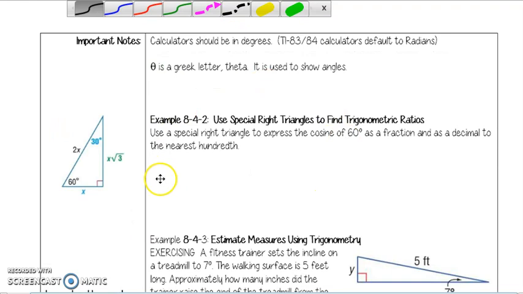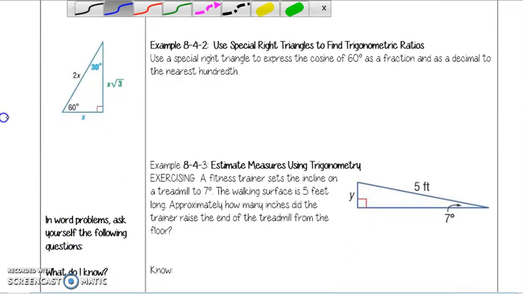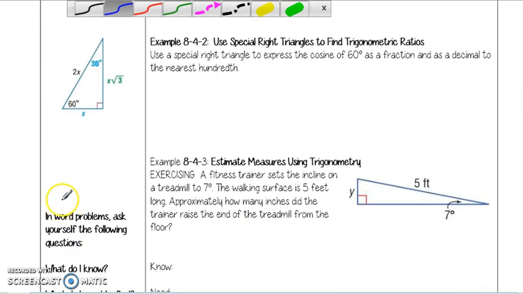As we move on to using our calculator for more things, you need to be very careful. Make sure that your calculator is in degree mode. Most TI-83s and 84s default to radians, so you do need to make sure that you are in degree mode. Go to the mode button or settings on your calculator and make sure that it's in degrees. This little symbol here, theta, is basically used to show angles. It's kind of an unknown symbol for angles, kind of like x. So you may see that in some of your pictures.